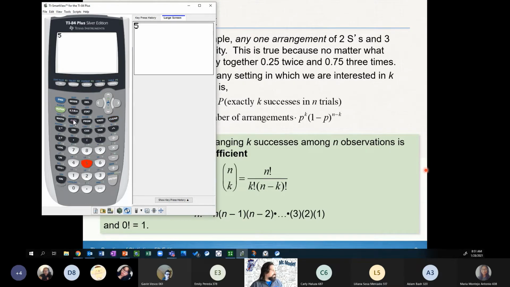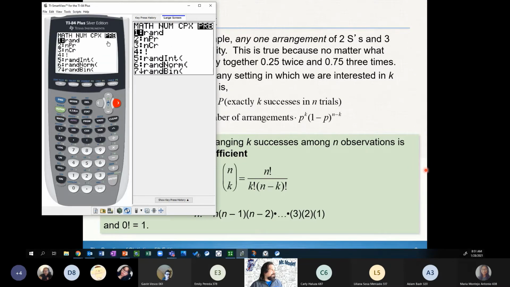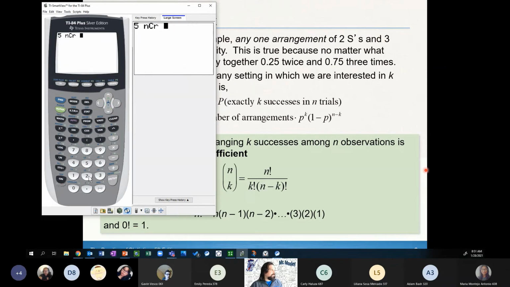We have 5, and then we'll go to math, right under alpha. Click over till we're highlighted on probability, PRB. And then the third option here, NCR, is N choose R. We'll click on that, and we'll say 2 after that. So this is saying 5 choose 2. And we see that there's 10 possible ways to have 2 successes in 5 trials.